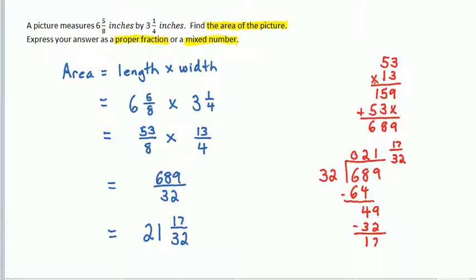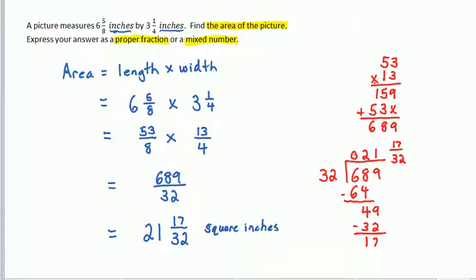And again, we need to assign a unit here. We're talking about area. Area is measured in square units. If we look back at our units, those were inches. So we would have 21 17/32 square inches as our final answer.